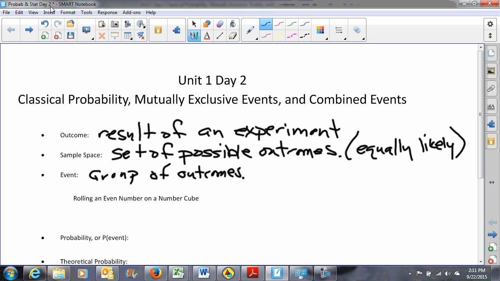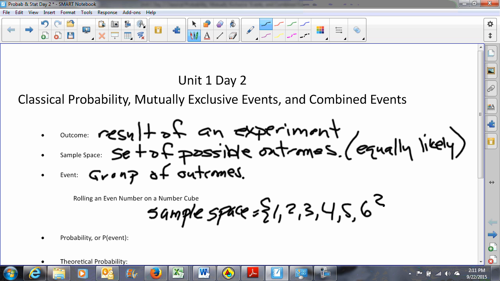Now, we've got an example here, rolling an even number on a number cube. The sample space, if we're rolling a number cube or a die, would be the set 1, 2, 3, 4, 5, 6. Now, the event that they've given us here, which is rolling an even number, would be the set 2, 4, 6.